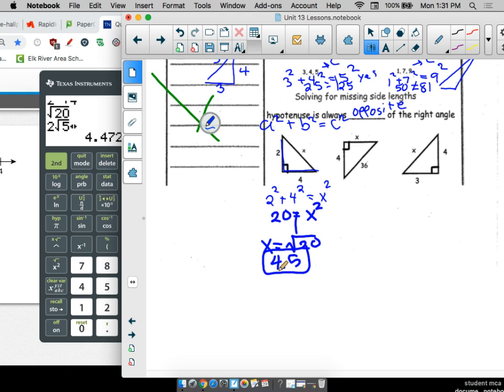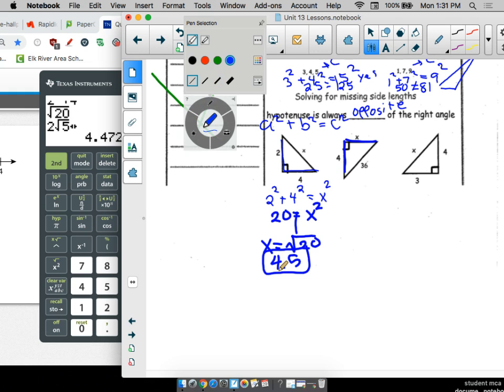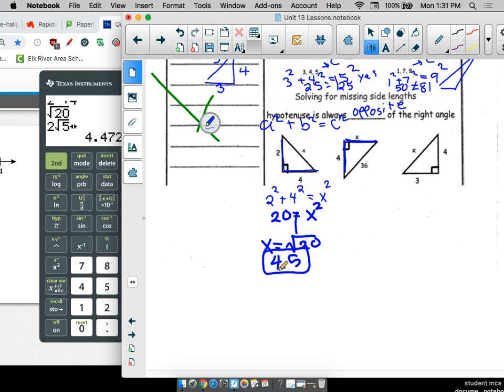Okay, next one. What I like to do is highlight the ones that make the right angle. So here and here, those are my right angles. So it looks like I'm missing a leg on this one. I need to find a leg. So you do a little bit different algebra. I don't care if you make it x plus a or x plus b, doesn't matter. I usually like my variable first, so I'm just going to go x squared plus 4 squared equals 36 squared.